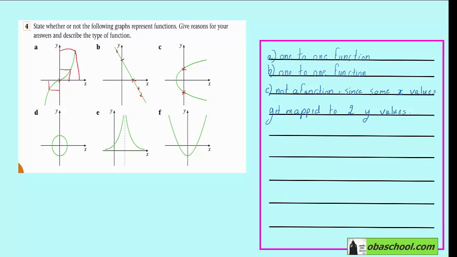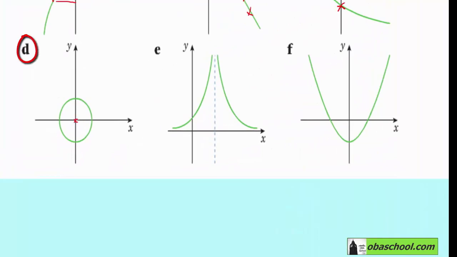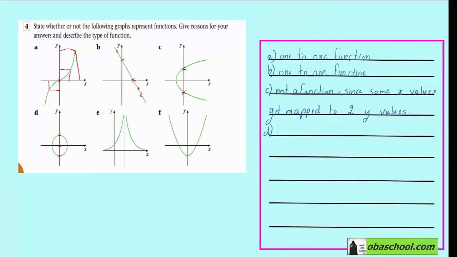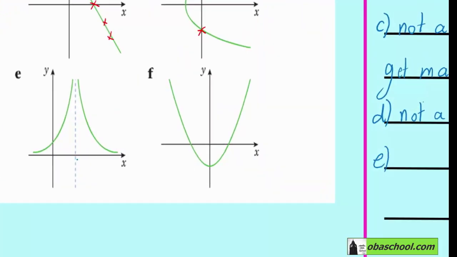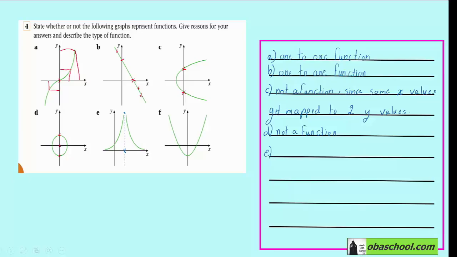In part D, we could notice the x here has two values at y, this and this. So it is not a function, and the reason is the same as part C, which is the x has two y values. Now part E, it's telling us that this point has no y, that is, it does not have an output, so it is not a function. But why? Because every input on the graph must have an output. So this is not a function since one x value doesn't get mapped anywhere. This means that this x does not have a y value.